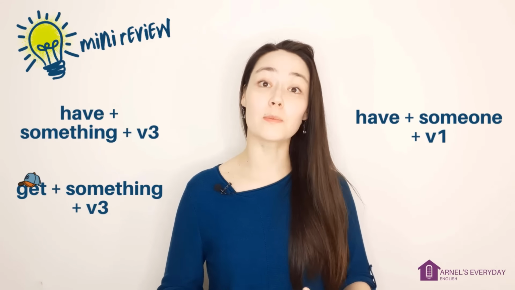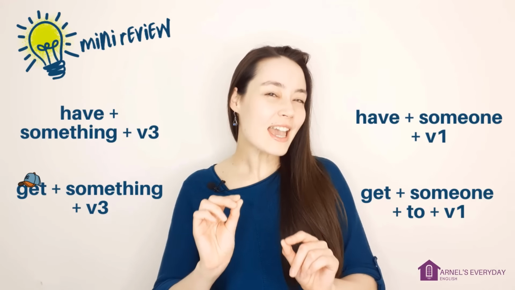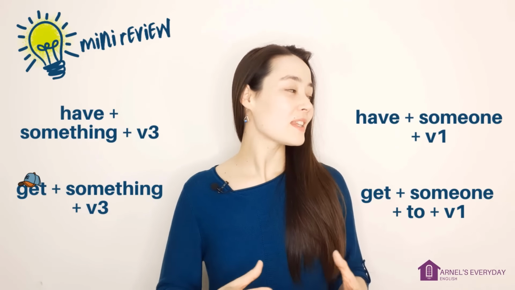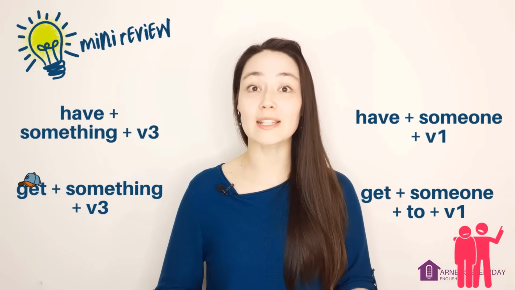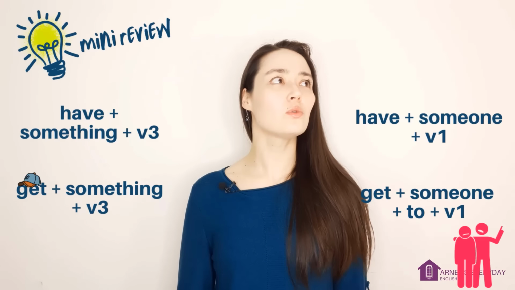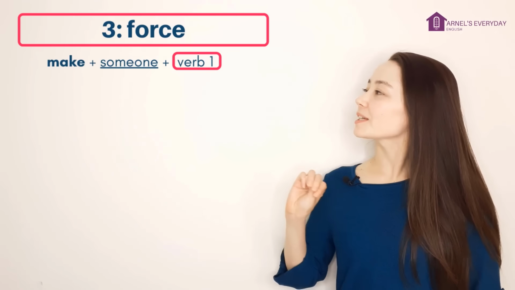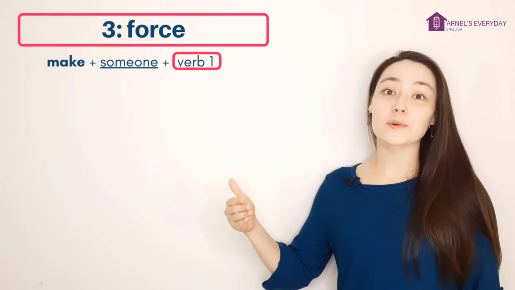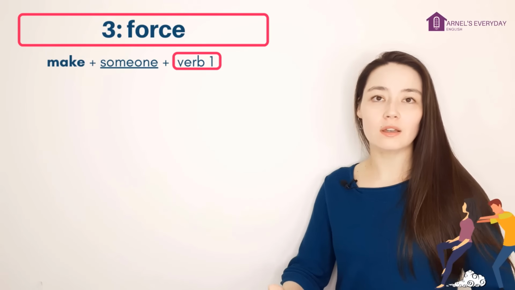Have someone, verb 1. Get someone to, verb 1. They can mean the same thing, but get has that stronger feeling of needing to convince or persuade someone. Okay, let's move on to make and let. Part 3. Make someone, verb 1. When we use make someone do something, we're really thinking about forcing someone.